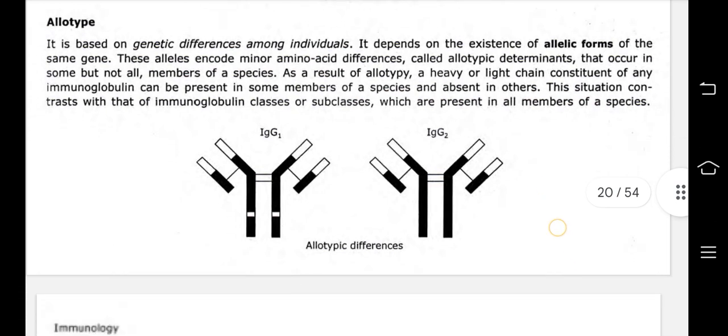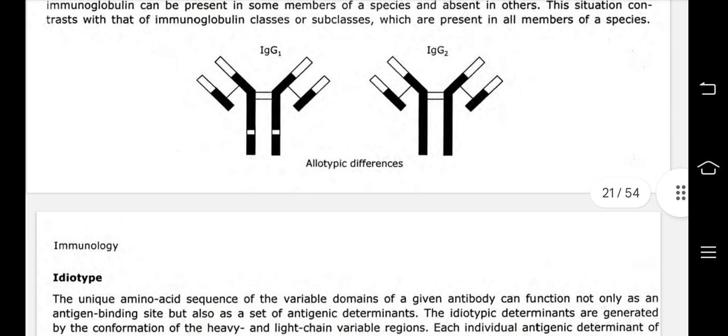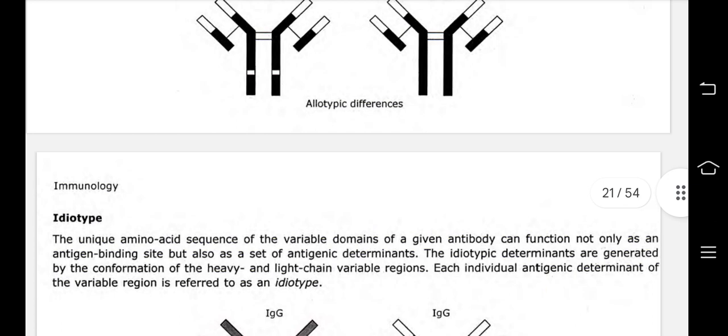Then allotype. It is based on genetic differences among individuals. It depends on the existence of allelic forms of the same gene. These alleles encode minor amino acid differences called allotypic determinants that occur in some but not all members of a species. As a result of allotypy, a heavy or light chain constituent of any immunoglobulin can be present in some members of a species and absent in others. The situation contrasts with that of immunoglobulin classes or subclasses, which are present in all members of a species. IgG1, IgG2 allotypic differences we could see.